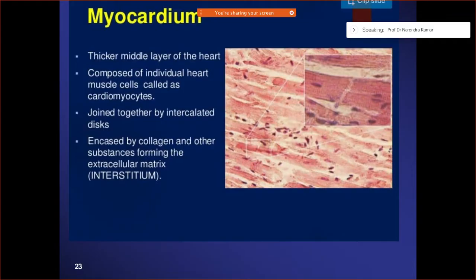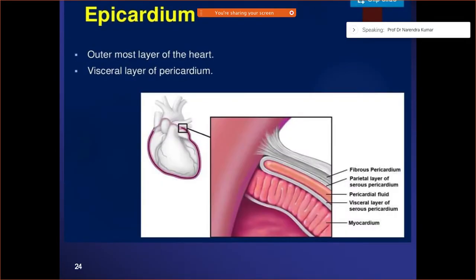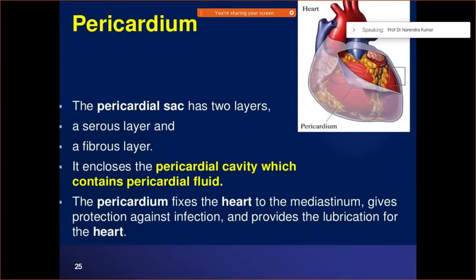And epicardium, you all can remember from our early days, is the outermost layer, having the visceral layer of the pericardium, in fact. And the pericardium is the one which is like the cover of the heart, having a serous layer and the fibrous layer, okay, and pericardium contains the fluid, in fact, which literally allows it to work like a shock absorber.